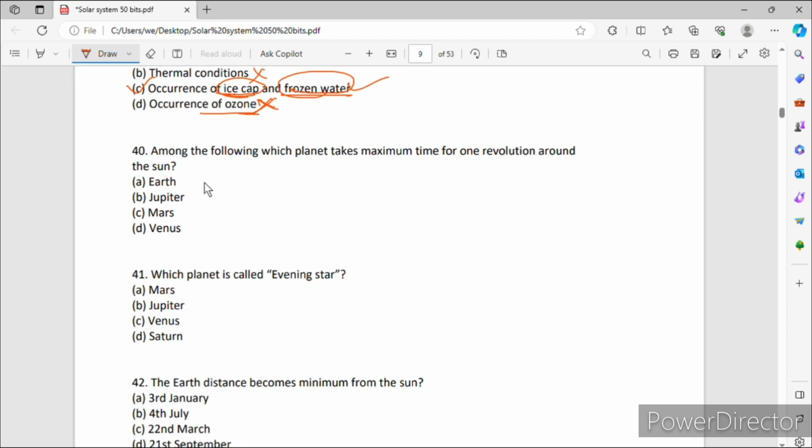And see the next question. Among the following, which planet takes maximum time for one revolution around the sun? Maximum time for one revolution around the sun, the options are Earth, Jupiter, Mars and Venus. See friends, generally planet Neptune takes longer time for revolution because it is the farthest from the sun, but here the options given are Earth, Jupiter, Mars and Venus. So whichever is the farthest from the sun, Jupiter is the farthest, so Jupiter has the longest time of revolution in this. So B option is correct.